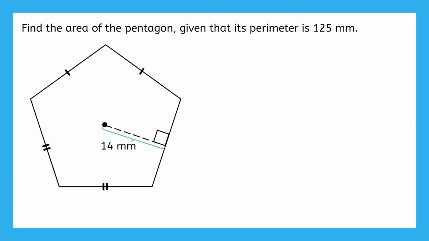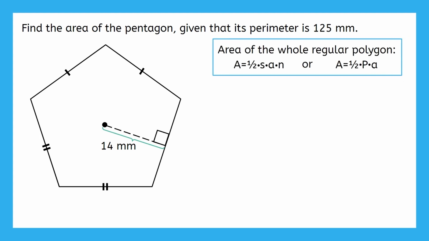This problem says to find the area of the pentagon given that its perimeter is 125 millimeters. We also have a picture where the perpendicular distance between the center and one side is shown as 14 millimeters. Here are the two equivalent area formulas for regular polygons. But before we start solving, let's double check. These formulas only work for regular polygons. Is this a regular pentagon?